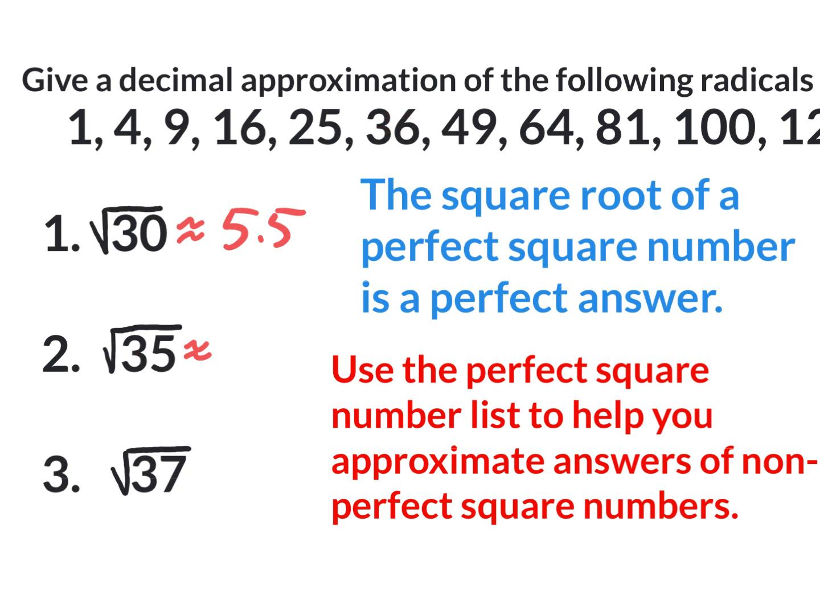So 35 is slightly less than 36. So we know that our answer has to be slightly less than the square root of 36. Square root of 36 is 6, so slightly less as a decimal is 5.9, okay? Let's compare that to the square root of 37. Well, square root of 36 is 6. 37 is a little bit more than 36. So my answer to the square root of 37 is going to be a little bit more than the answer to the square root of 36. So what's a little bit more than 6? 6.1. And that's about it.